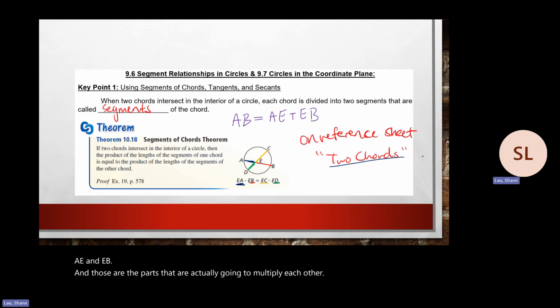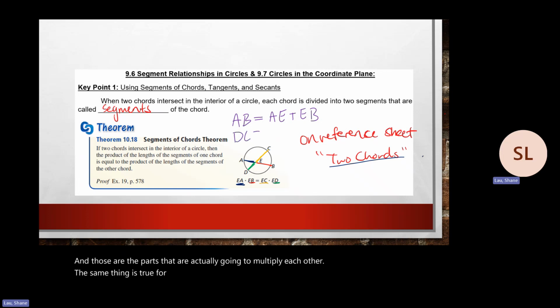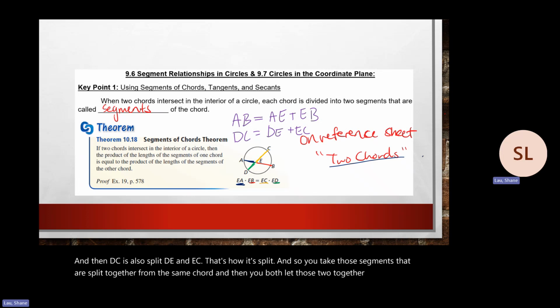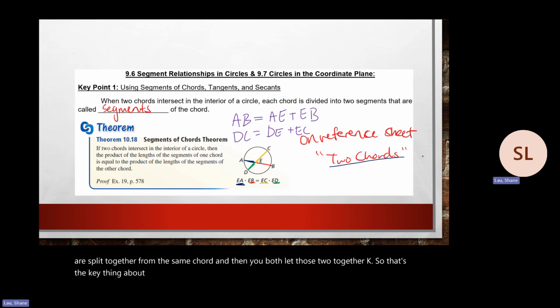The same thing is true for DC. DC is also split into DE and EC. That's how it's split. And so you take those segments that are split from the same chord, and then you multiply those two together. Okay, so that's the key thing about this theorem you need to make sure you know.